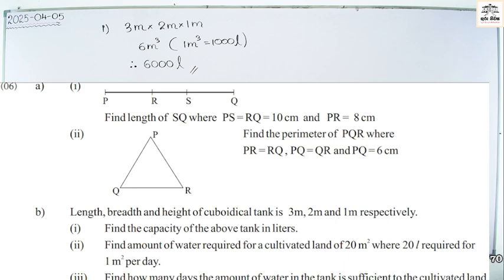Find the amount of water required for a cultivated land of 20 square meters, where 20 liters are required for 1 square meter per day.